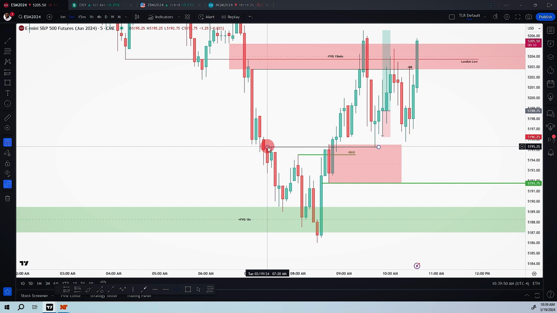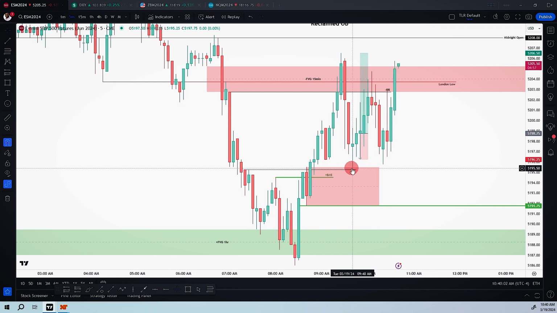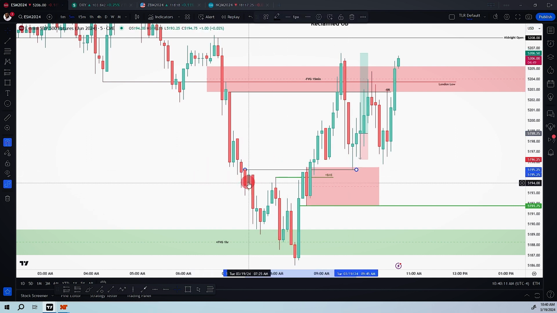Remember when I drew that line right there on that candle? Now you see where it came back down right there. The low of that candle is 51.91.25. Right back to that last down close candle that sparked buying on this side of the curve. Okay.